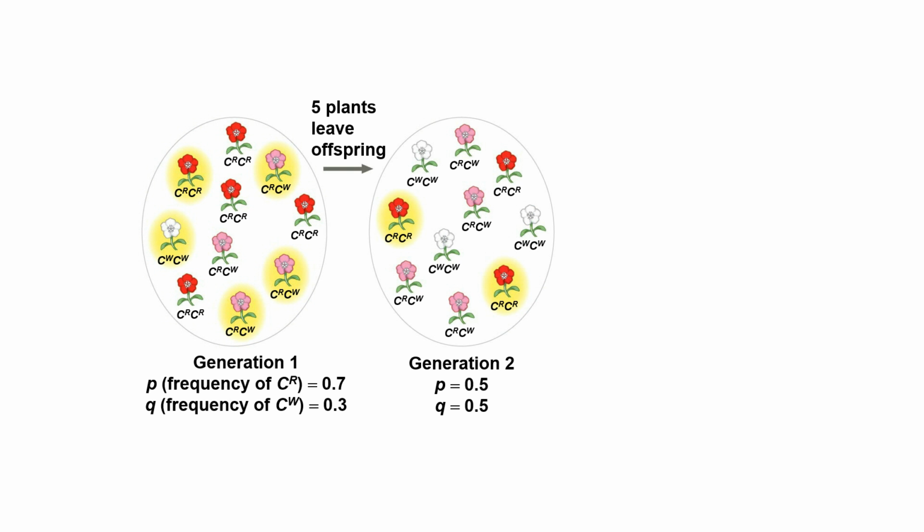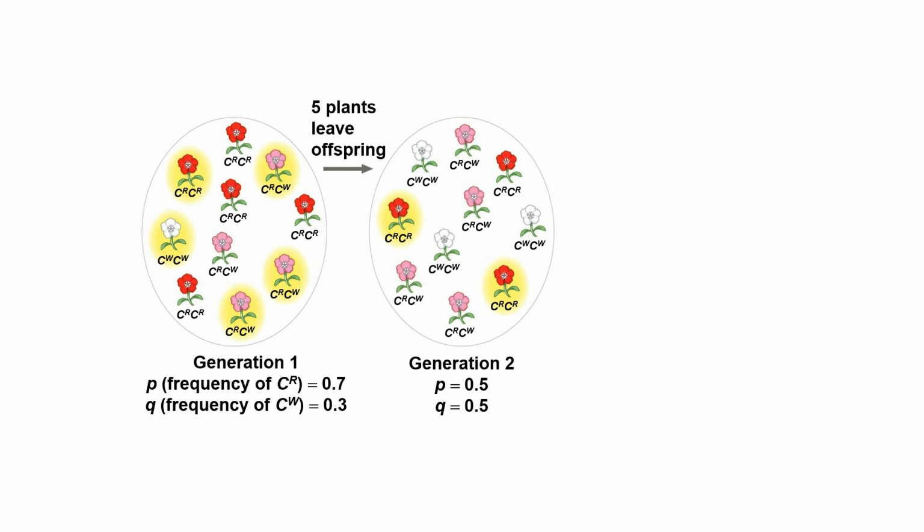So let's look at an example of genetic drift. Here we have a population of flowers. In this population of wildflowers, the red allele has a frequency of 0.7, and the white allele is at a frequency of 0.3. Here, all of the highlighted flowers are able to produce offspring. All the ones that aren't highlighted don't. So these 5 leave offspring.